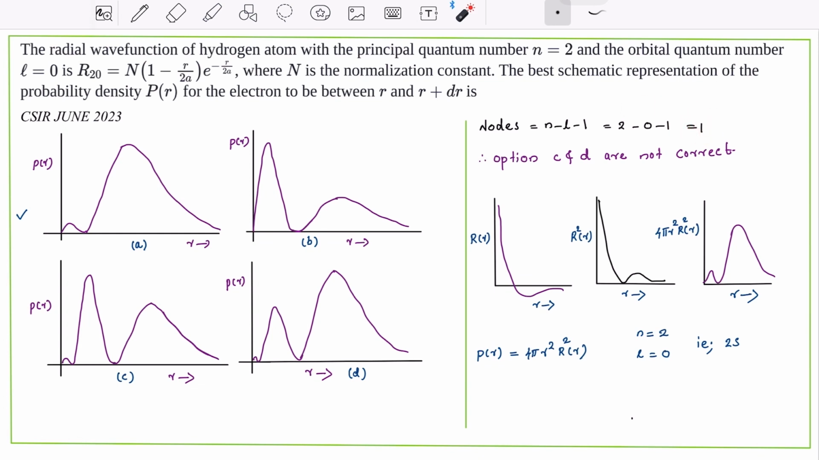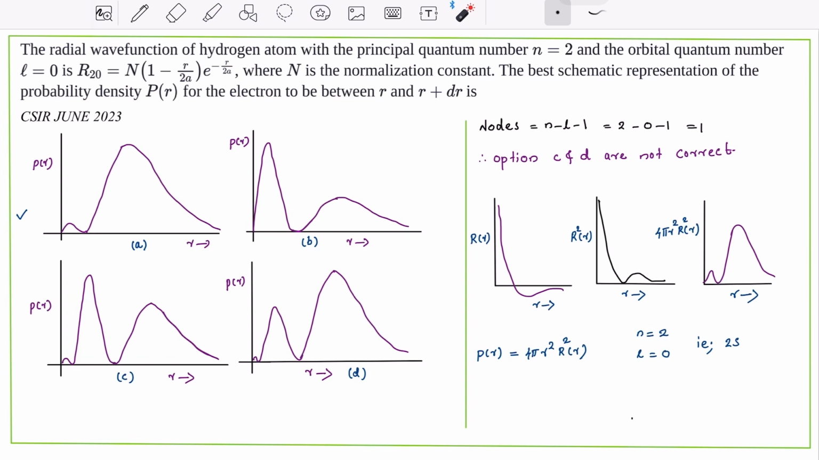Now let us check the options. In option A, you have one node as predicted by the equation. In option B also you have one node. But in option C, you have two nodes. Option D, you have two nodes. Therefore, we can say that options C and D are not correct. Only options A and B are correct because the curves shown in option A and option B have only one node. Now we have to choose the correct option between option A and option B.